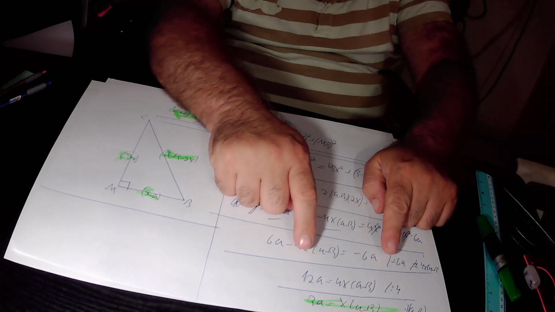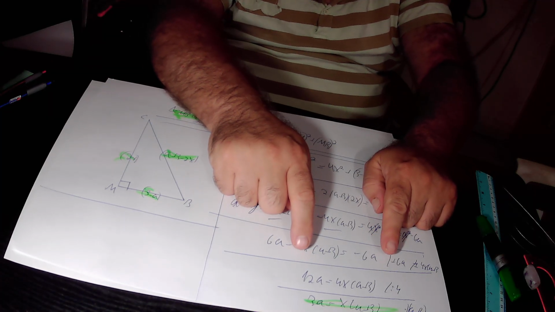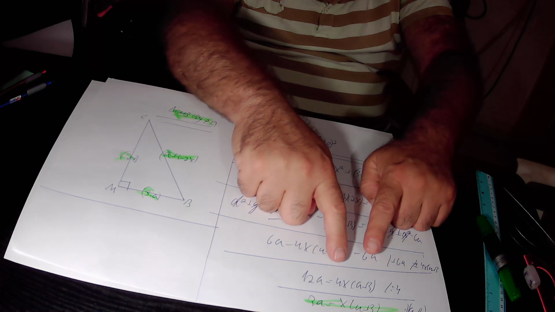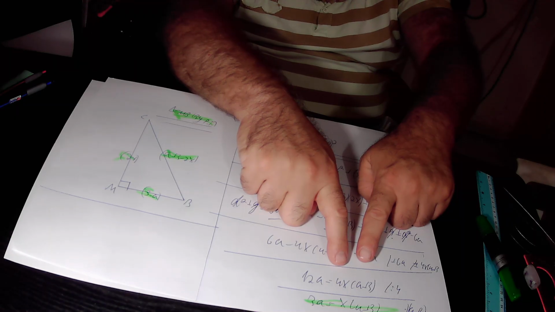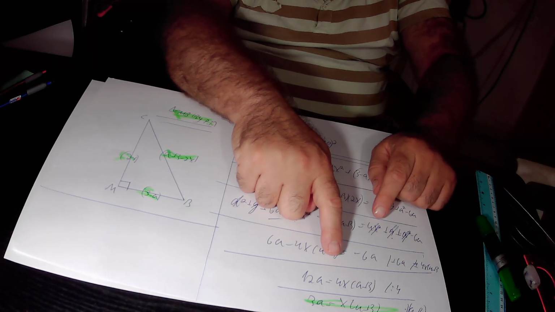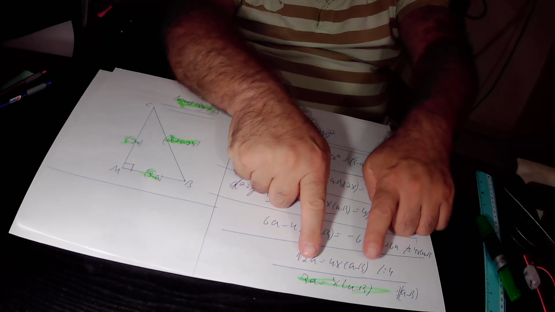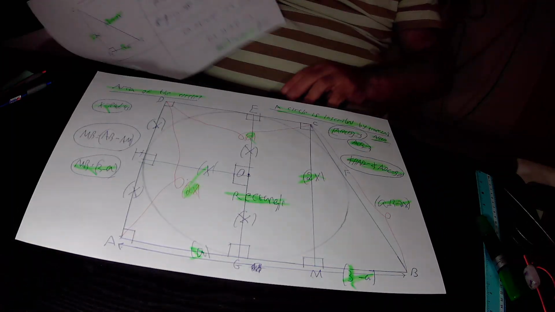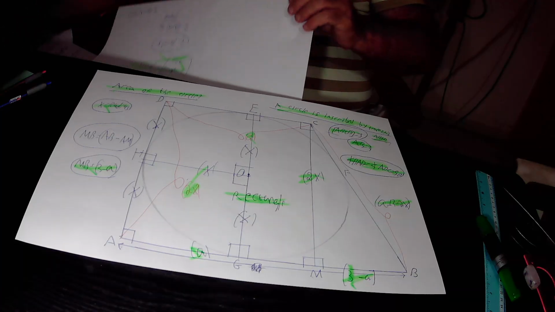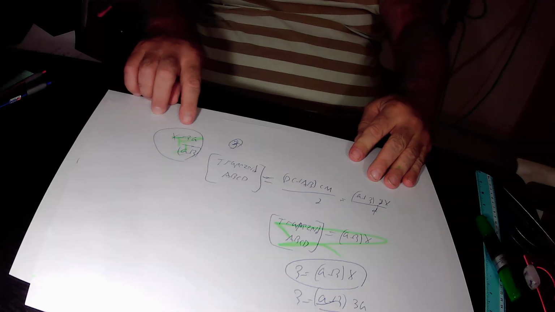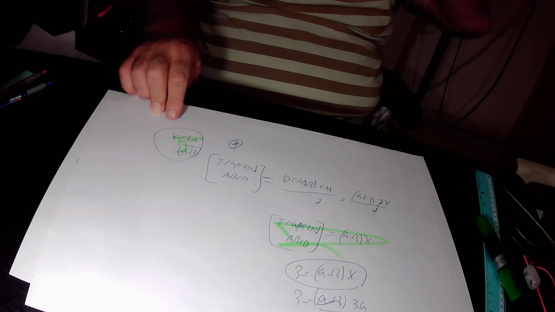Here we divided this equation by 4, and finally found that 12a over 4 is 3a, equal to 4x over 4, which is x. So in total, this expression equals x times (a + 3). Here we divided this equation by (a + 3), and finally found that x equals 3a over (a + 3).